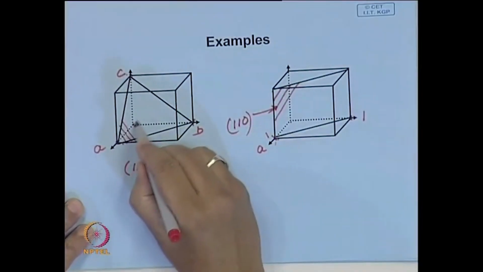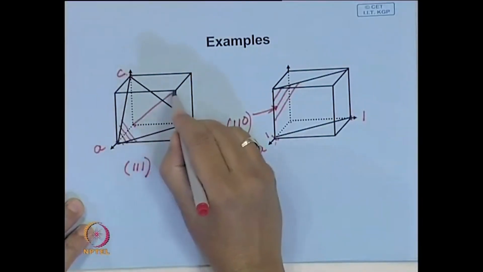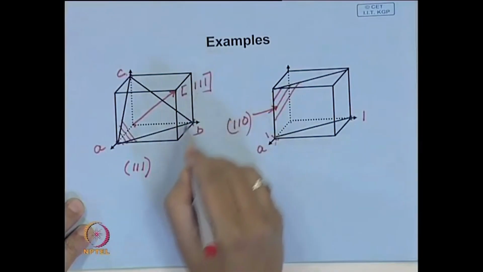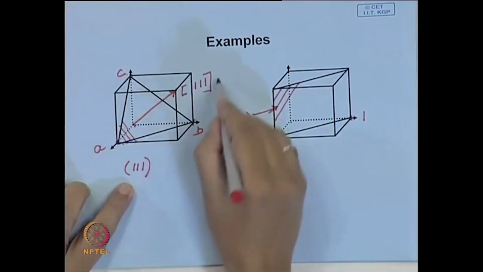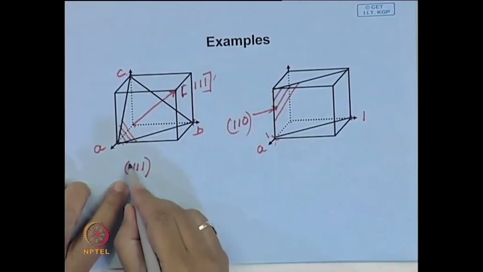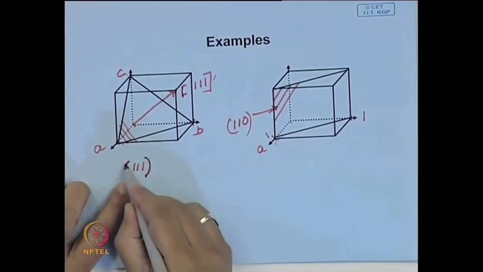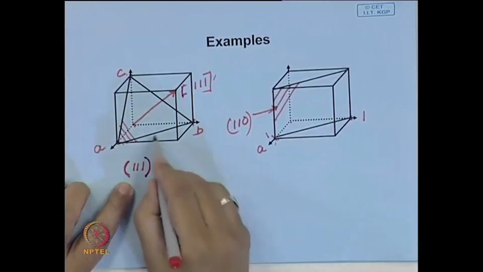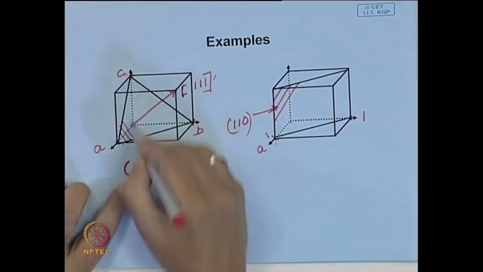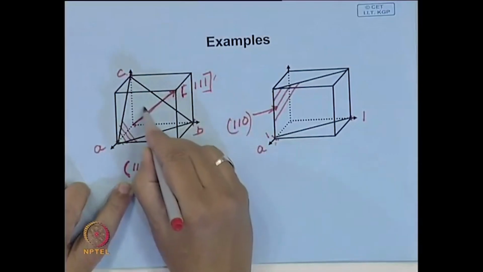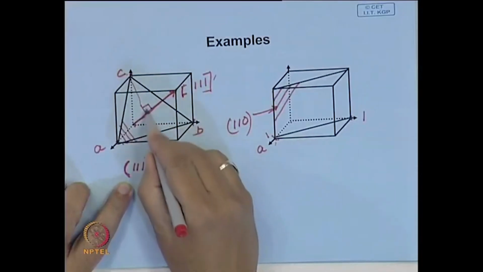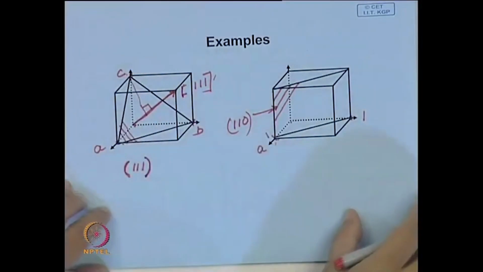Whereas, if we look at this direction, this will be 1, 1, 1 direction, and as per convention we represent directions with this square bracket, whereas the planes with the round bracket. And in a cubic or orthogonal crystal, particularly in cubic crystal, this direction will be perpendicular to this plane. So, this will be normal to this plane.